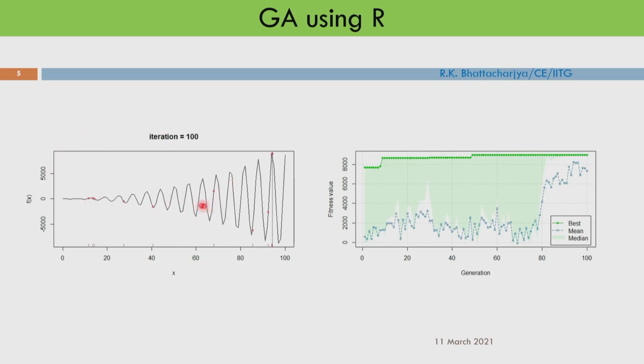You can see that at 100 iterations most of the population are at the global maxima, somewhere here. You can also see the curve between fitness value and generation. You get the optimal solution at around 50 iterations, and it also shows how the mean value is increasing, and at the end all the values are near the global maxima. So, this problem also we solve using genetic algorithm.